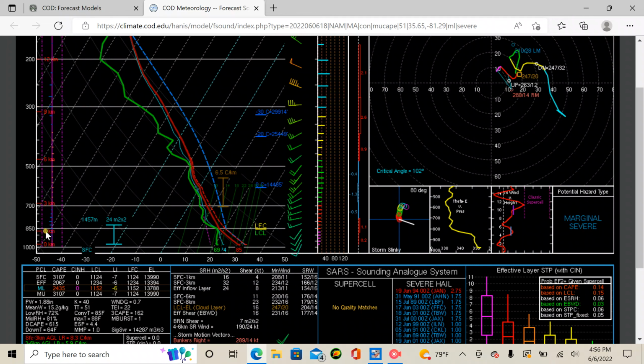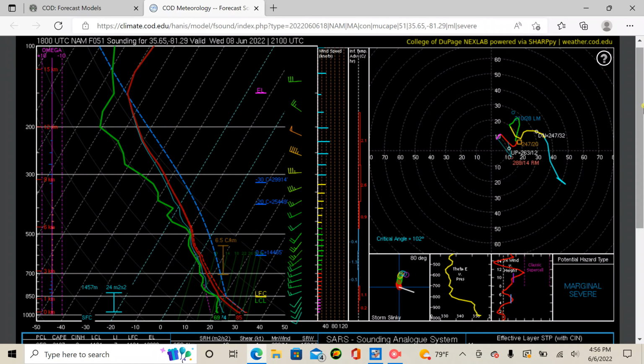And these numbers are measured in millibars and how close to the ground. For example, 1,000 millibars is only 300 feet off the ground, meaning it's really close to the ground. So your capping inversion stops at about 850 millibars, which is about 2,200 feet above the ground.